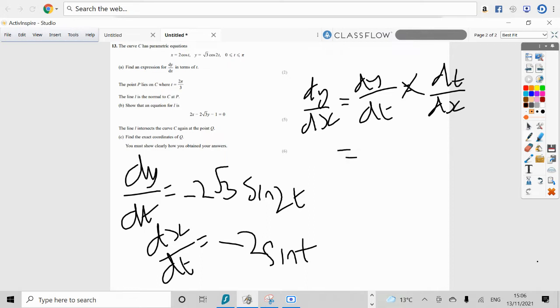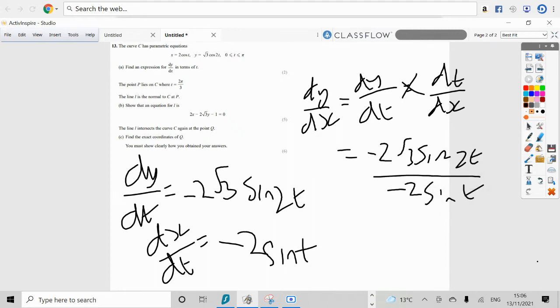So dy by dx then is minus 2 square root 3 sine 2t, and divide that by minus 2 sine of t. The minus 2's will cancel out, so we get root 3 sine of 2t all over sine of t.